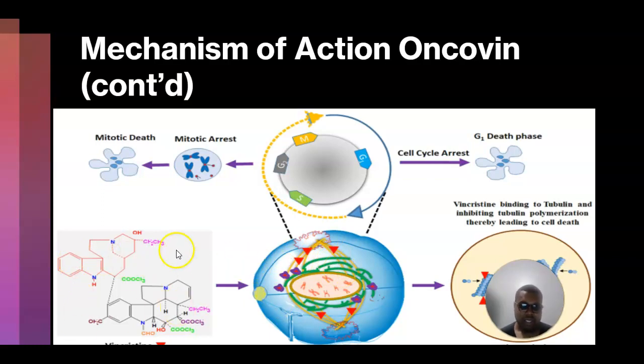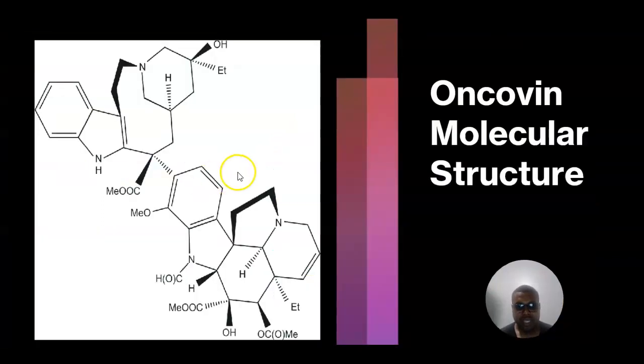And see right here, this is the actual molecular structure of Oncovin. And see, this is the clearer molecular structure of Oncovin. See, it consists of nitrogen and hydrogen groups and oxygen groups, and it also consists of methyl groups as well.